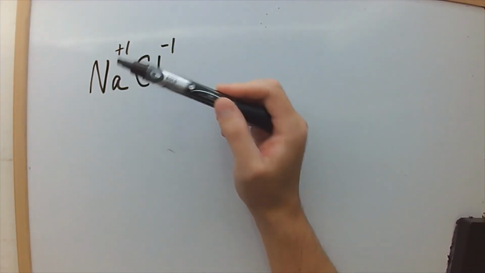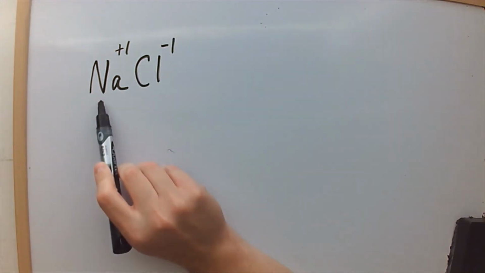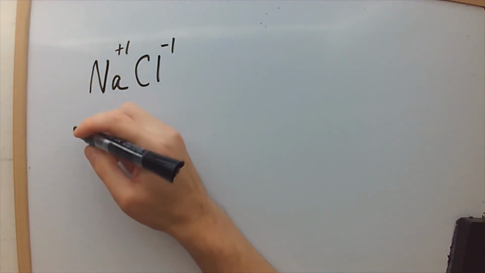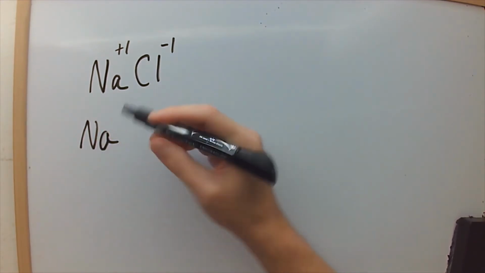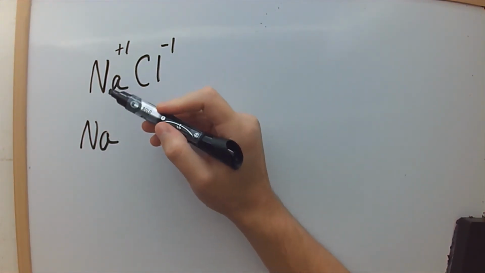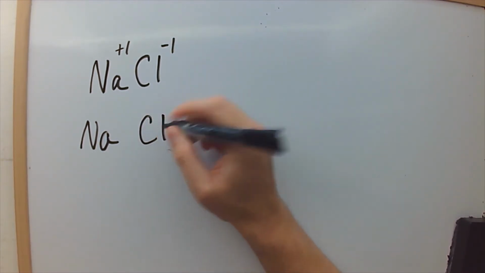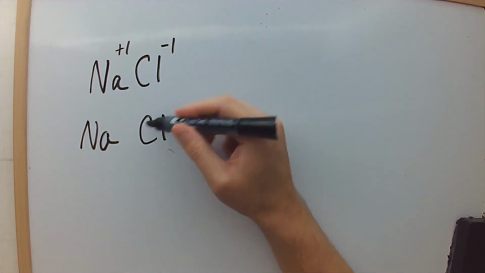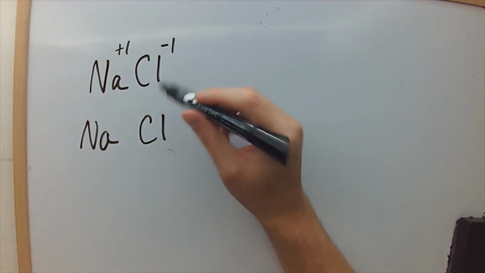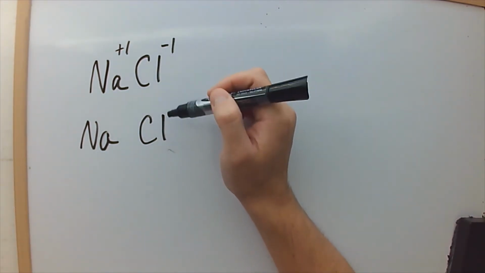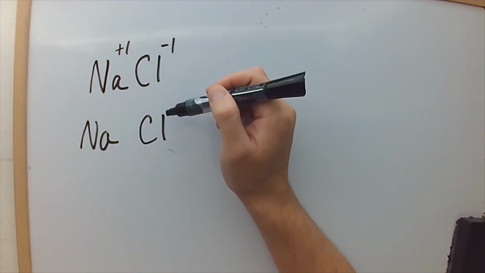So, the other thing I should mention is this, when it's just Na, just sodium, this is called sodium. When Na has a charge, it's also called sodium. Chlorine, when it doesn't have a charge, when it's by itself, is called chlorine. Chlorine, when it has that ionic charge, is now called chloride.